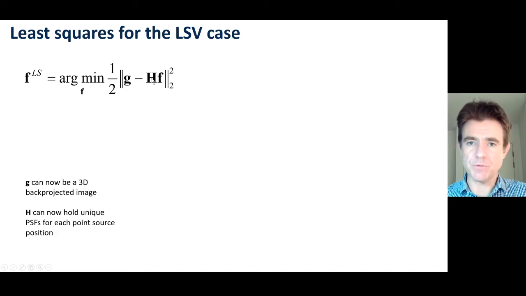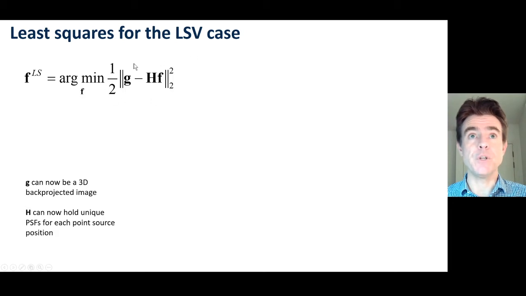Obviously each column is a vector which, when reformatted, forms a fully 3D image of a point response function, just as G is a vector that holds a 3D image as well. What we now need is to find, therefore, the vector F, which when mapped through that matrix, holding all the unique point spread functions for all the possible positions in the field of view, needs to match the measured data, the measured back projected data G. And so this is a formulation of the least squares problem for the linear shift variant case.